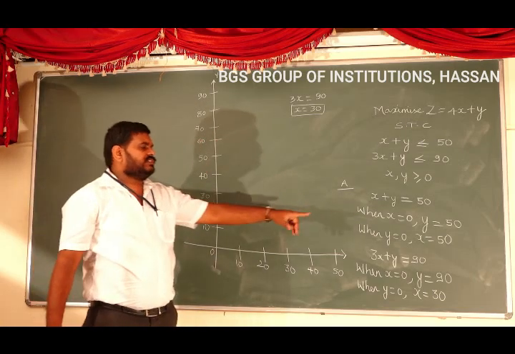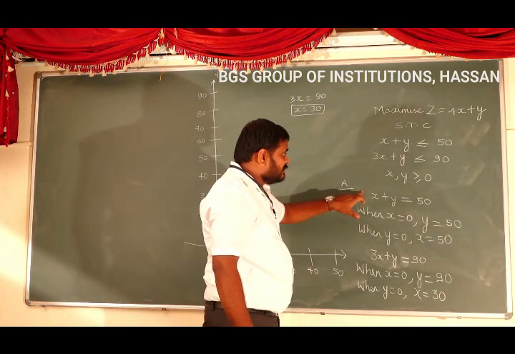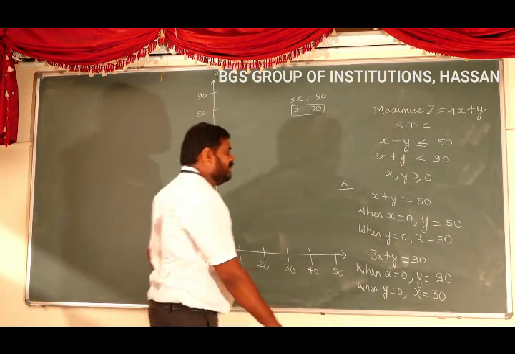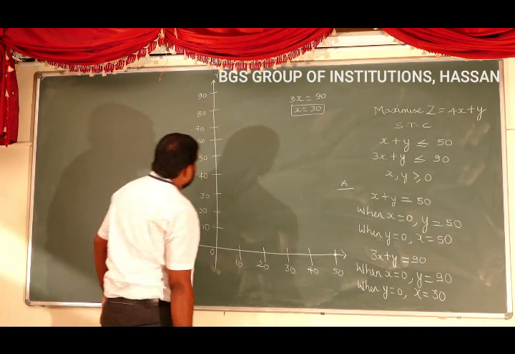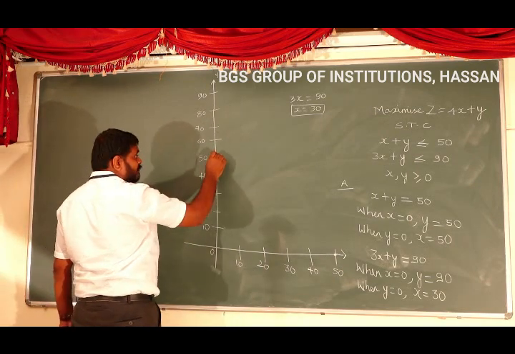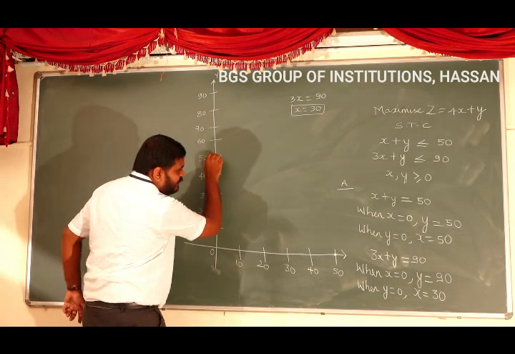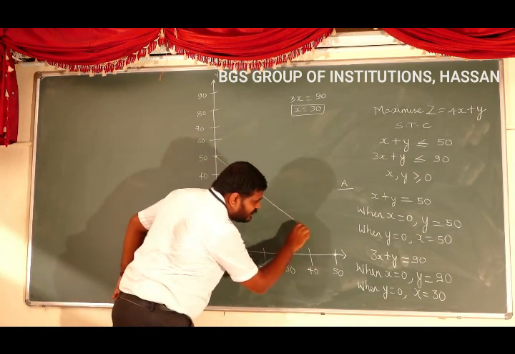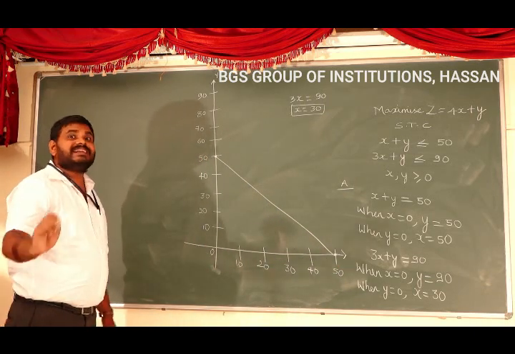Now, if you go through this, let me mark x to be 50 and y to be 50 for the equation x plus y is equal to 50. Now x is 50 over here and y is 0, which means this is the point. I need to join those 2 points using a straight line.